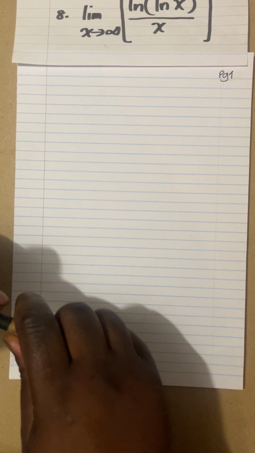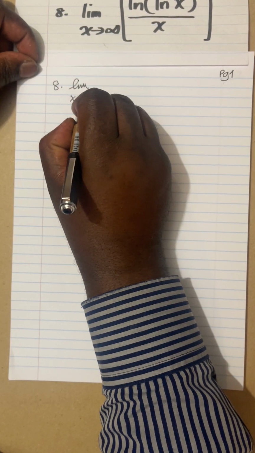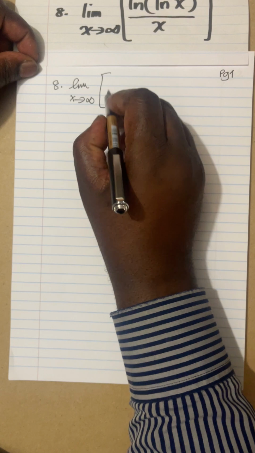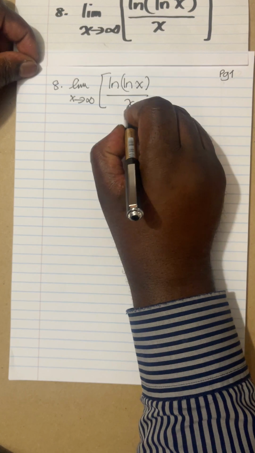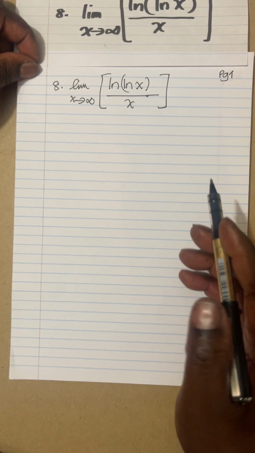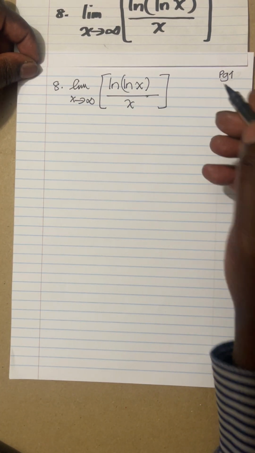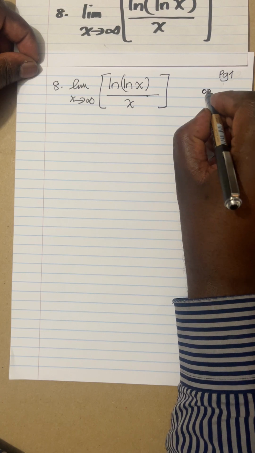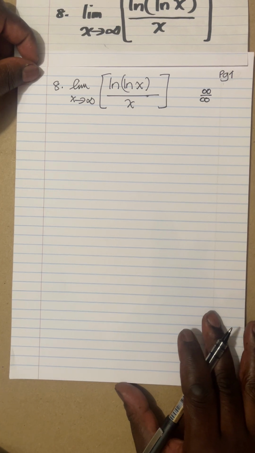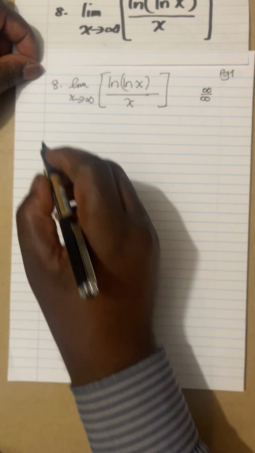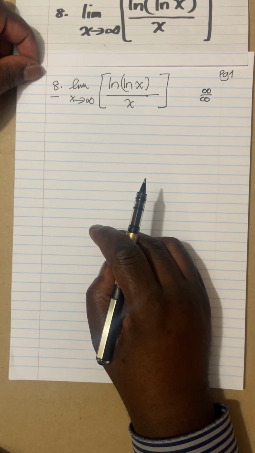On page 1, we have number 8, which is the limit as x approaches infinity of the natural log of x all over x, like so. Now, like I said, if you let x approach infinity, the numerator becomes infinity and the denominator also becomes infinity. So we have a form of infinity all over infinity. Now, when you have that form, you need to use what we call L'Hopital's rule, which basically says you must differentiate the numerator and then differentiate the denominator, then take the limit.